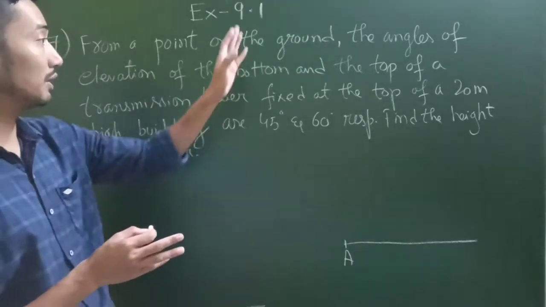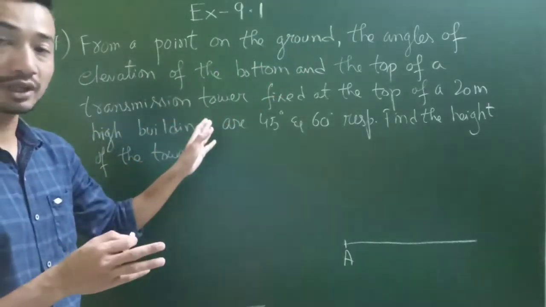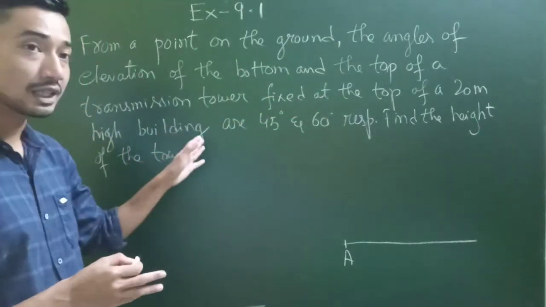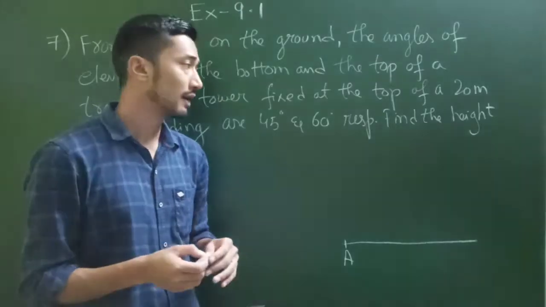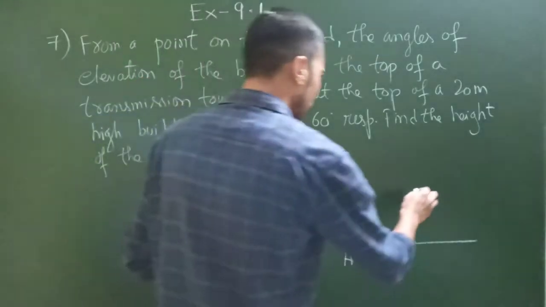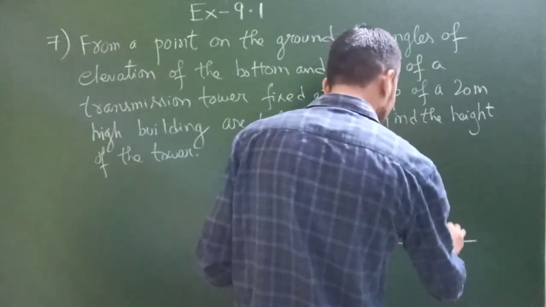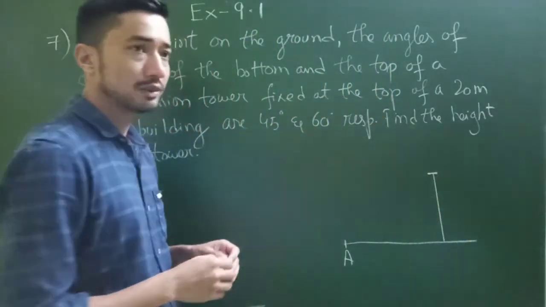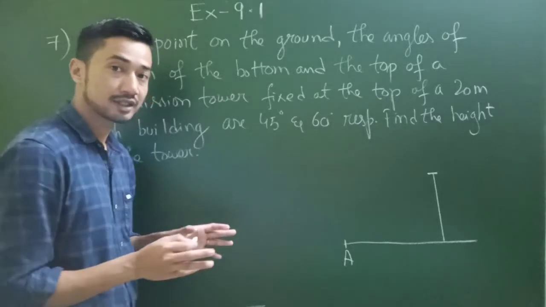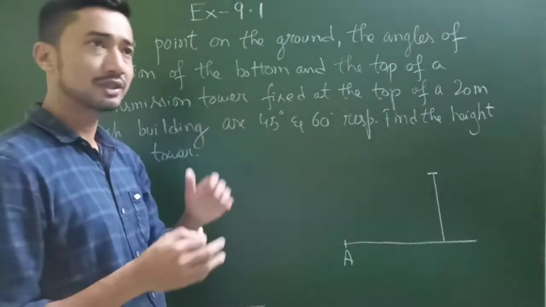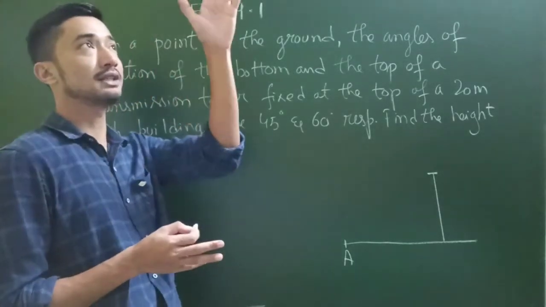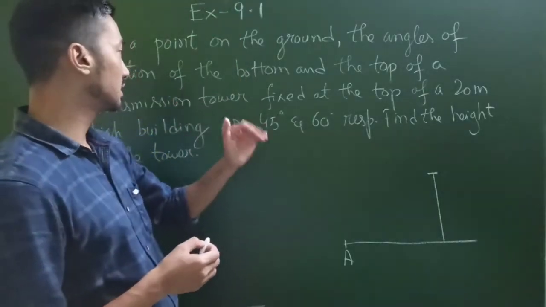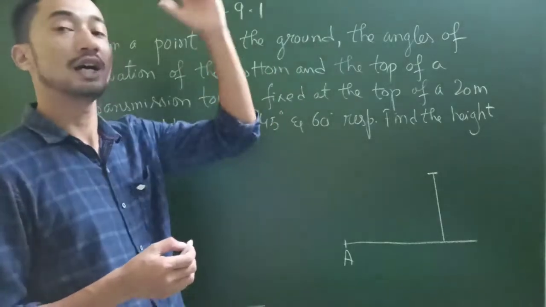You're looking at the top and bottom of a transmission tower, which is actually fixed at the top of a 20-meter high building. If you have noticed the towers, especially here, we see that there are towers on some buildings. So it's something like that. From the street you're looking at the top and the bottom of the tower, which is situated or fixed at the top of a building.